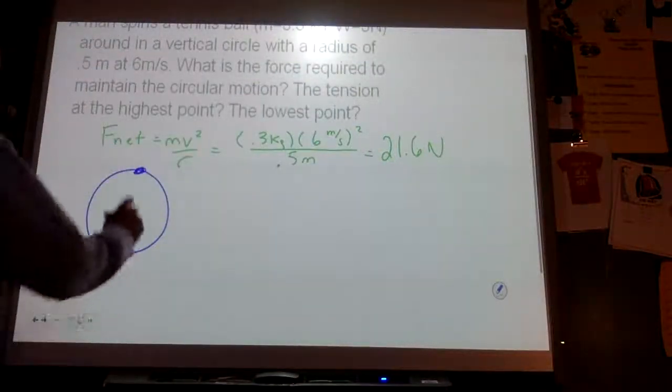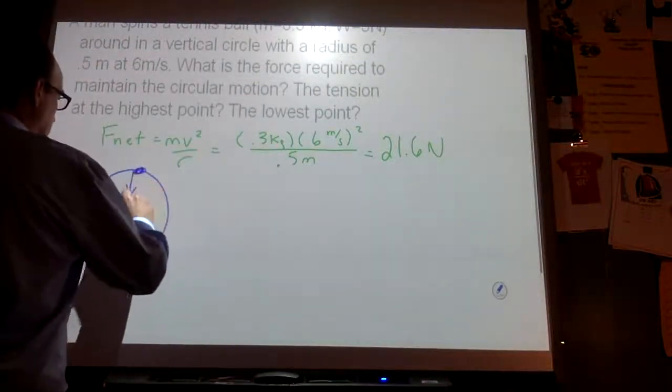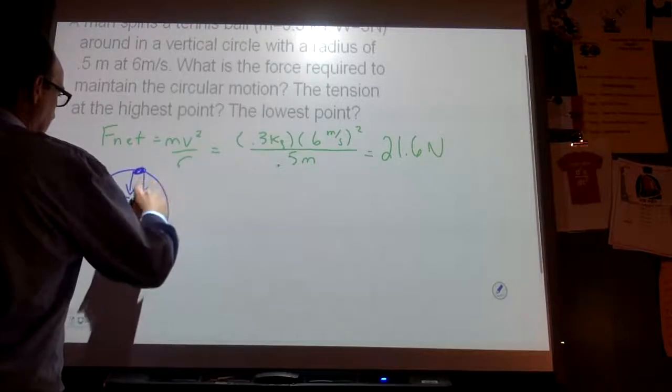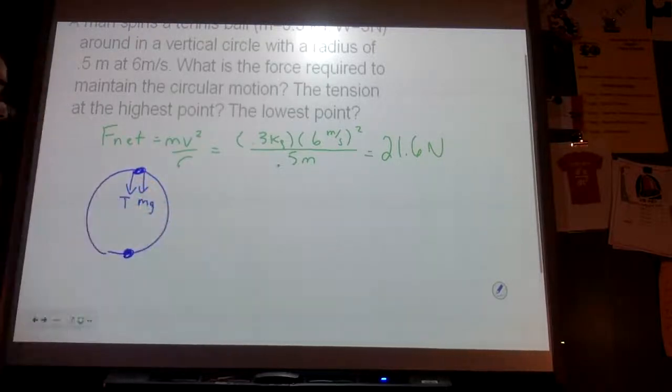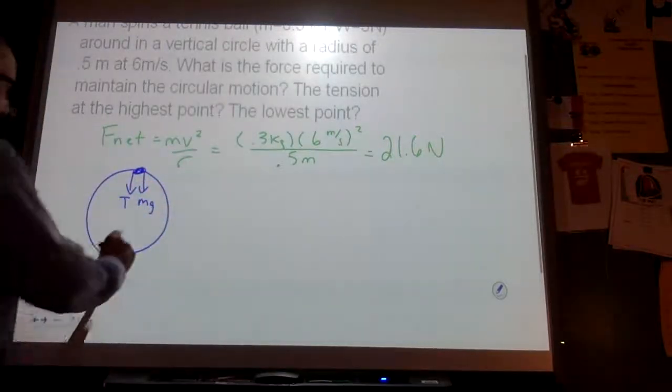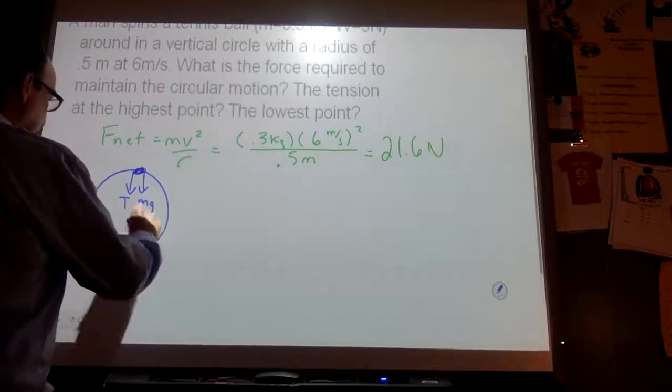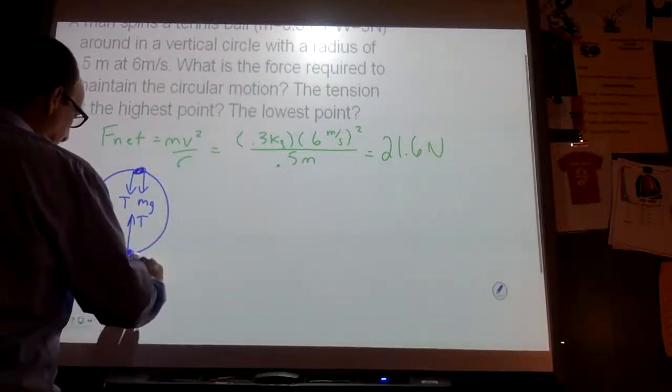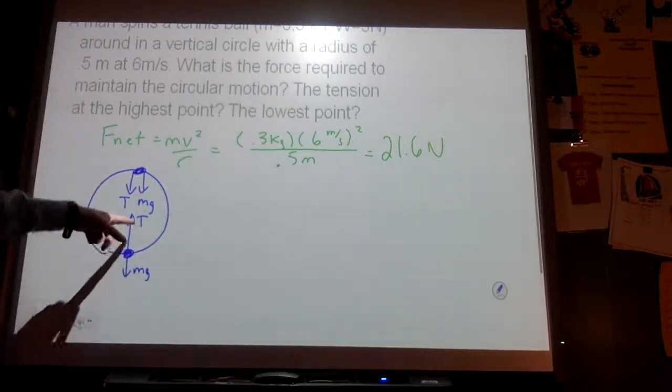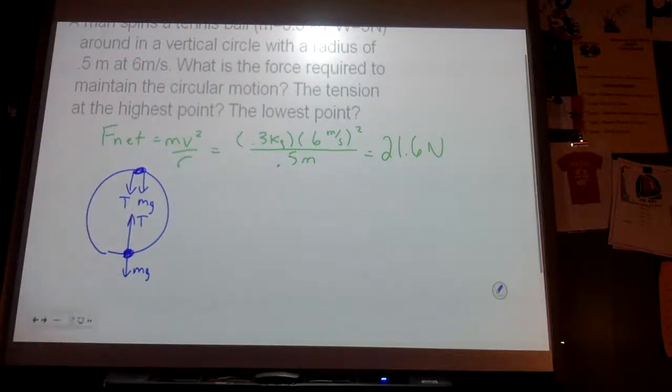So when I'm at the top, I have tension going down and I have weight going down. When I'm at the bottom, I have tension going up and I have weight going down. This one needs to be longer than that one.